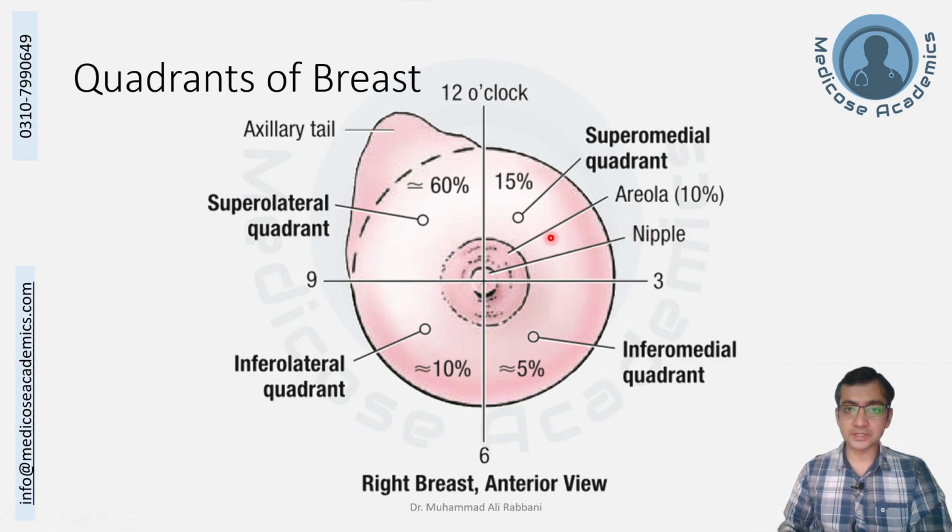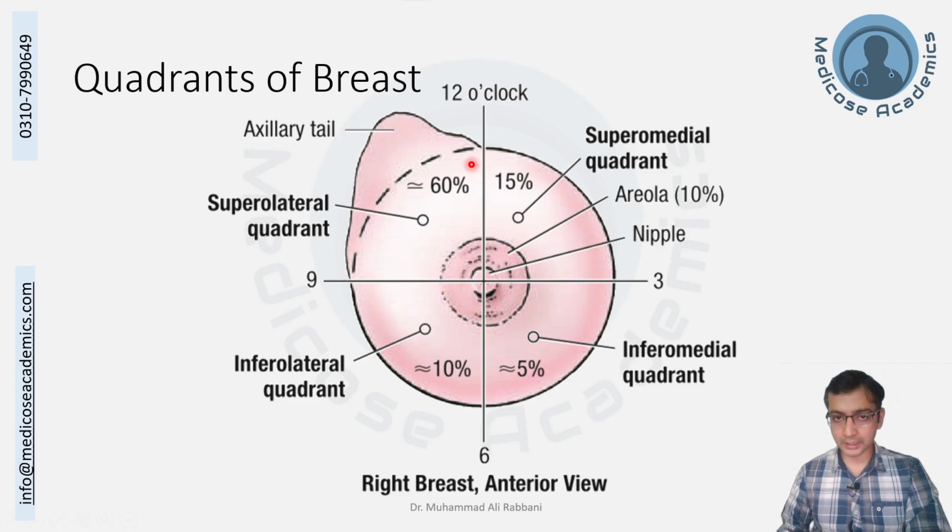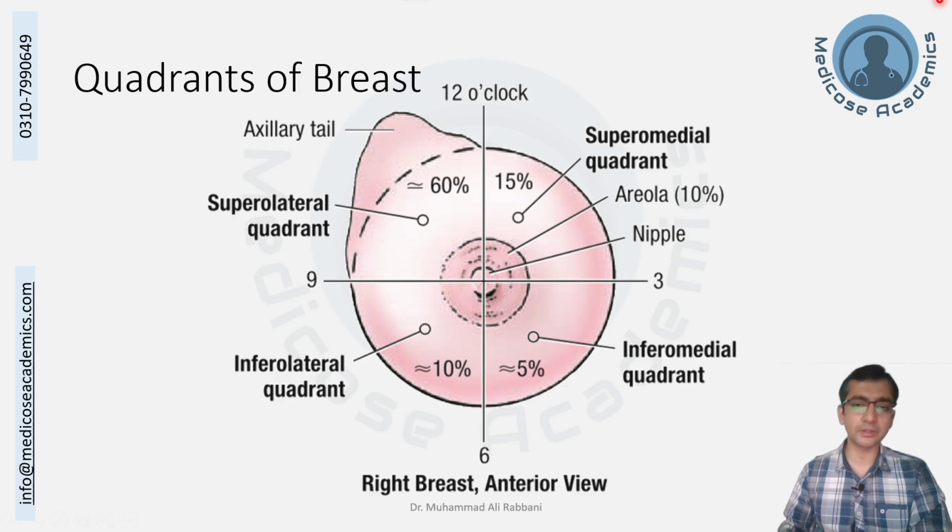So let's say I'm talking about a mole that is present in the superolateral quadrant, 5 centimeters from the nipple. That's how you can localize it, and it also has importance regarding the incidence of various diseases. For example, the percentages here show the incidence of carcinoma breast. The upper lateral quadrant has a 60% chance of carrying breast cancer; in other words, 60% of carcinoma breast is detected here in the upper lateral quadrant.